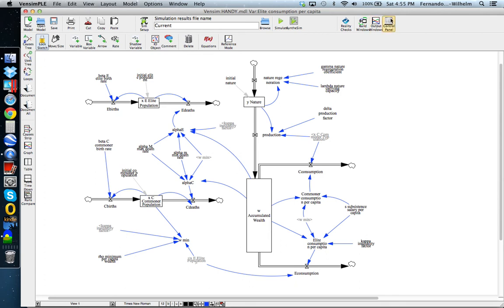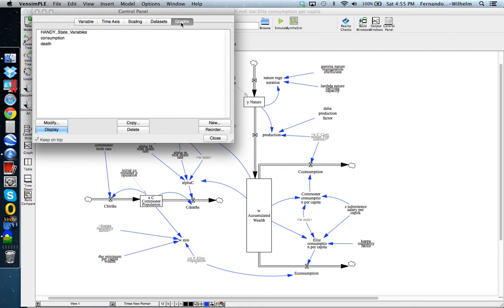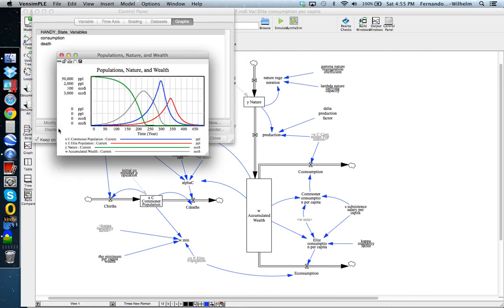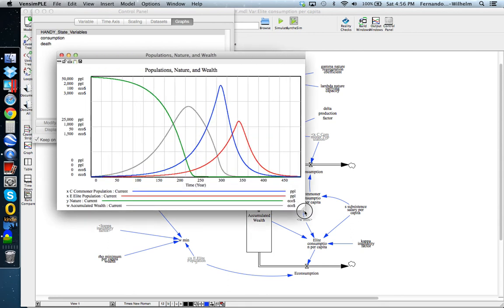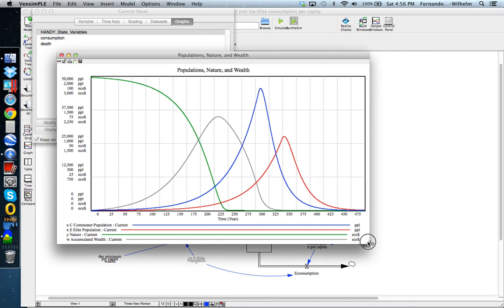And then we can go to Control Panel and have a graph that I set up, which is the handy state variables. It's called. I'll display that. And this is the graph that's in the lecture presentation that I showed you. Let me just expand it a little bit. Okay, there we go. And so this graph essentially shows the results that we saw in the presentation.